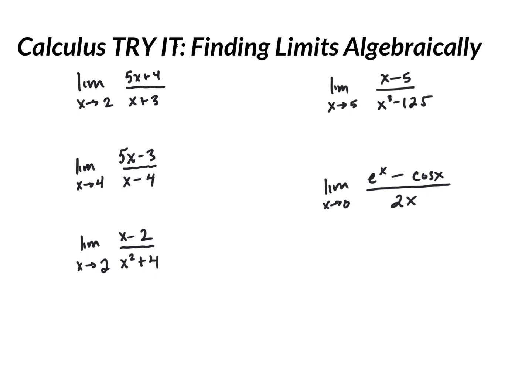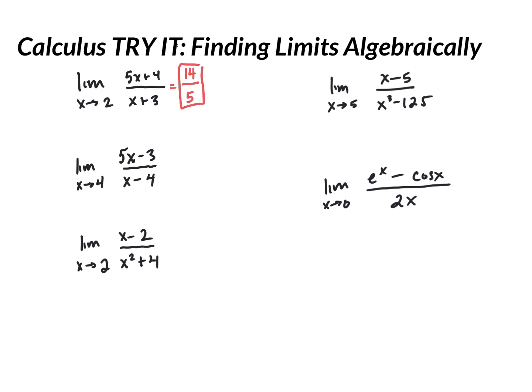The first thing I would always do with any limit problem is simply plug the number in. 5 times 2 is 10, plus 4 is 14. So let me just make a note. And if I plug 2 into the bottom, I get 5. And therefore, that is the limit.